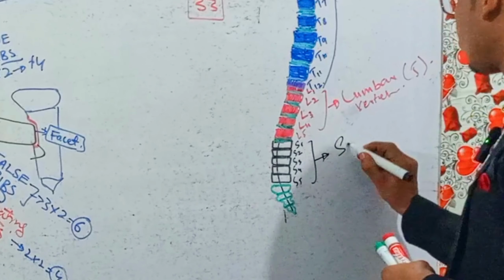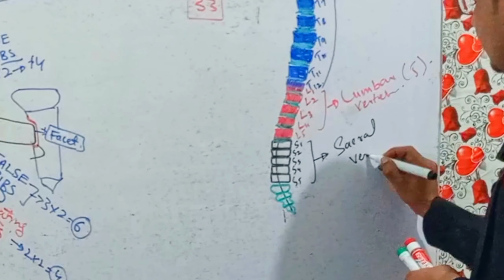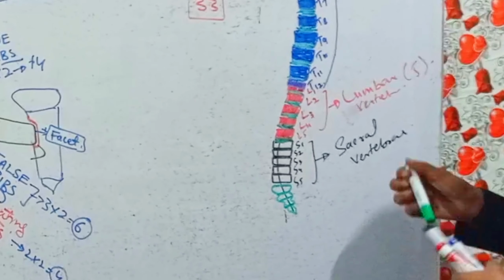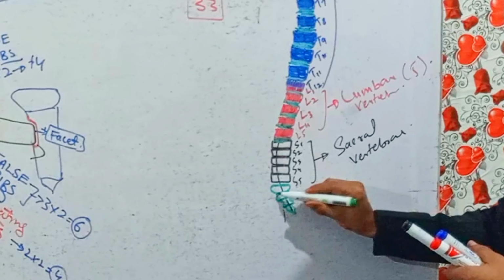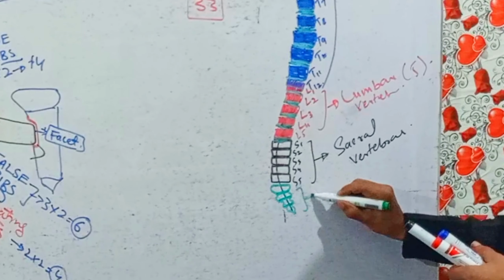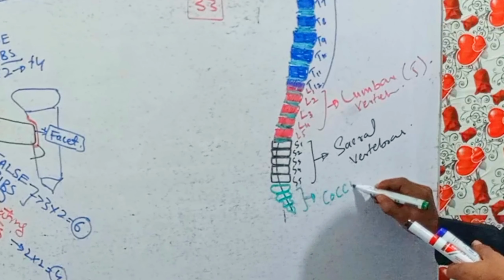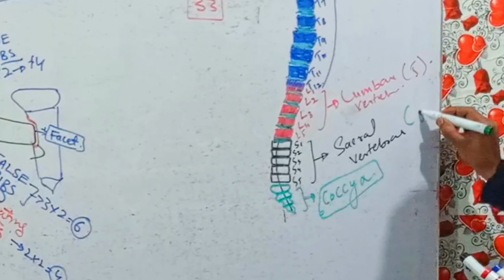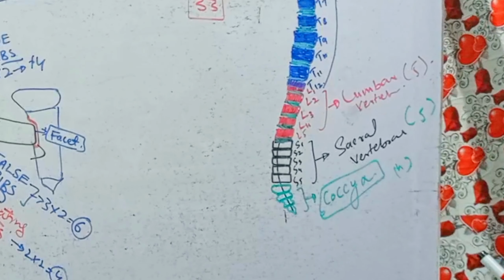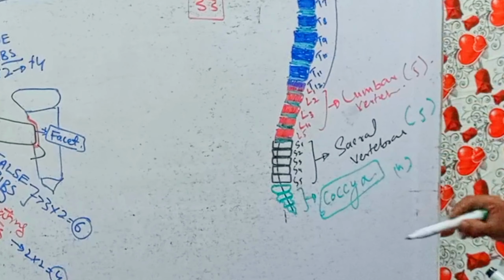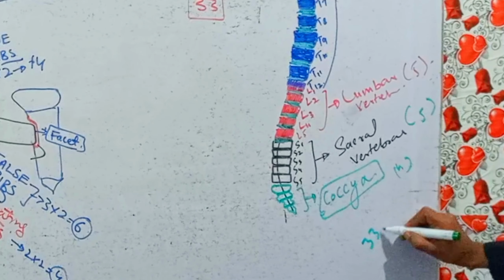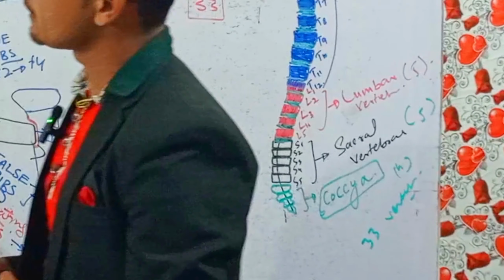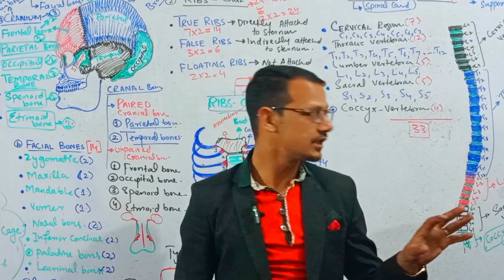These are sacral vertebrae, right? And the last, this fused bone, which is composed of four further bones, is called coccyx. Here 5 and 4. If we add all these numbers, it will make 33 vertebrae, right? So these are all the bones which are present in the axial skeleton.